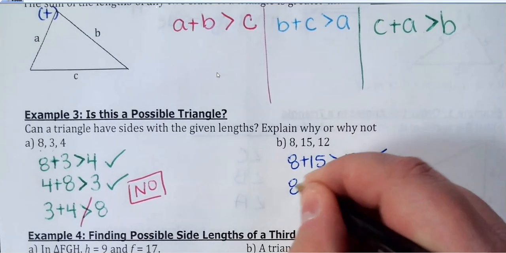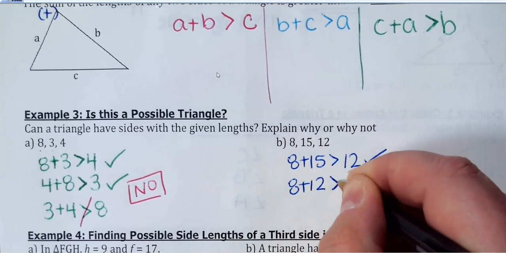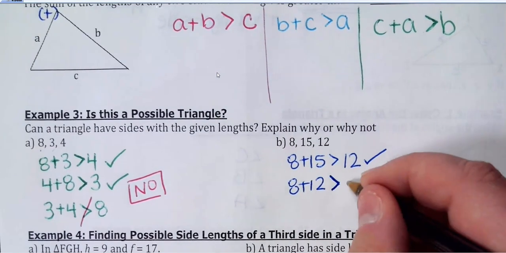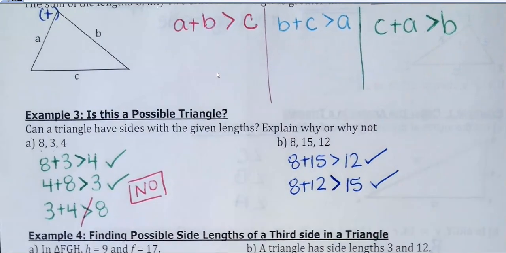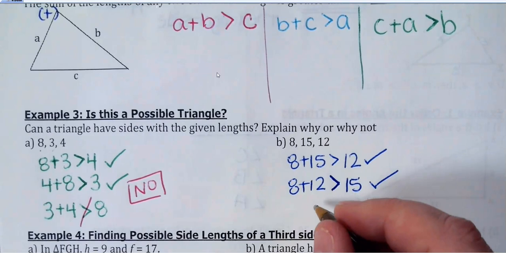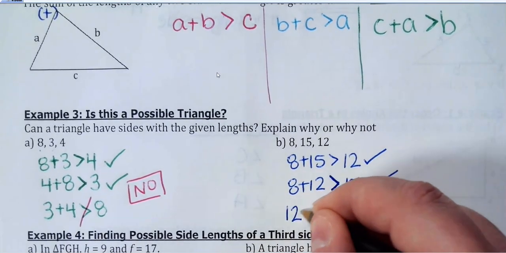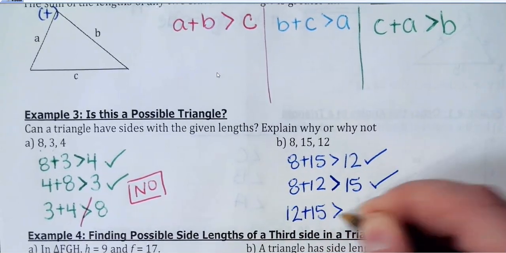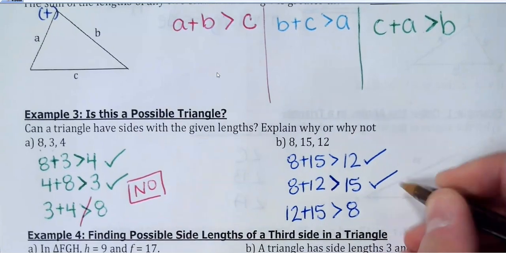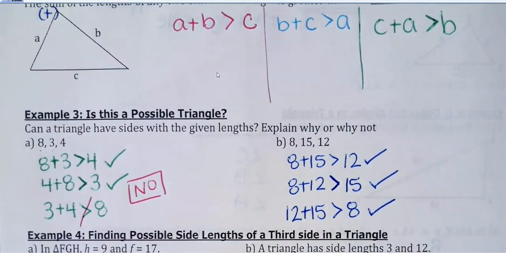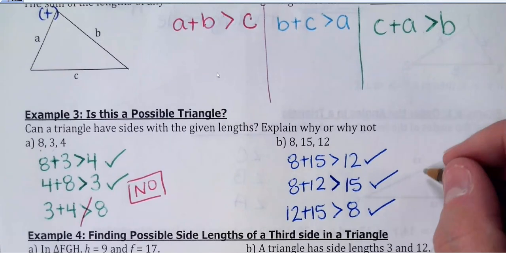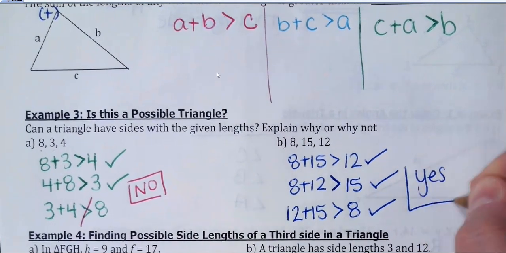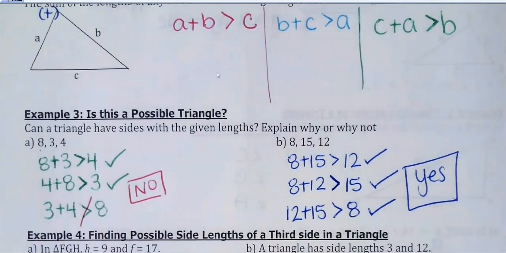If I take 8 and 12, that would add up to 20. That has to be bigger than the third side, which is 15. 20 is bigger than 15, so we're good. And the only other possible combination would be to add the 12 and the 15, and both of those numbers on their own are bigger than 8. So that works for all three sets of possible combinations. So this example is a possible set of sides that could make a triangle.